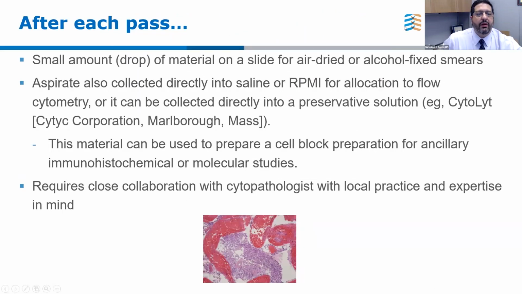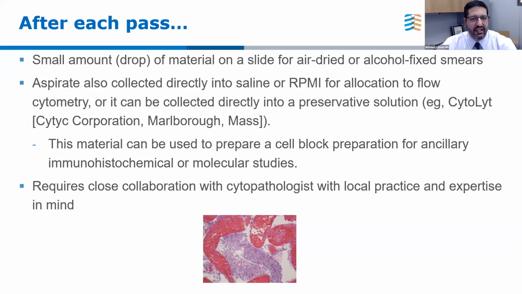So this is just a little slide, kind of like how we do it. Now, there are different ways to do this. This is how most people process their specimens after each pass. A pass is a sample that goes separately to pathology, whereas the needle strokes is a different topic. A pass is a separate sample.